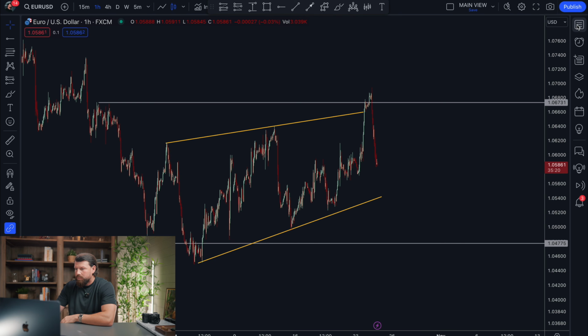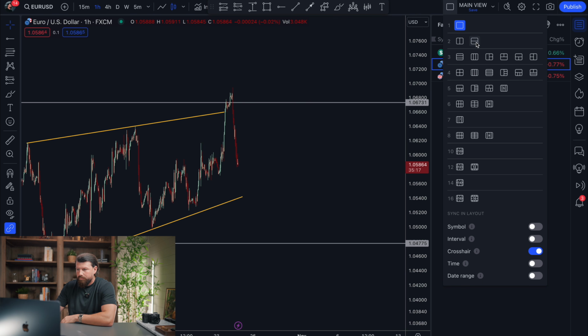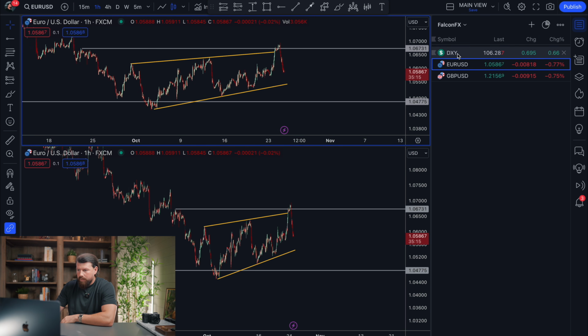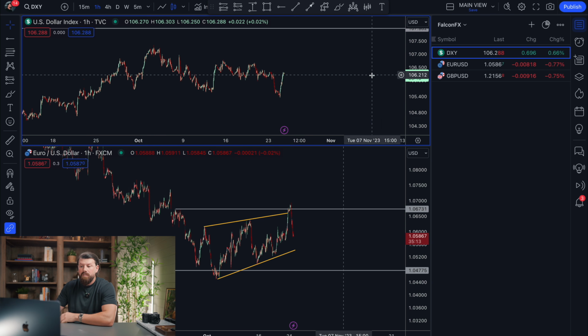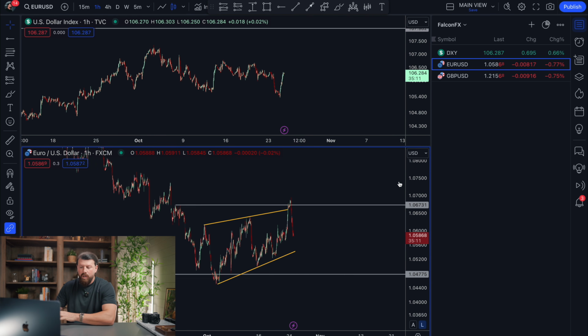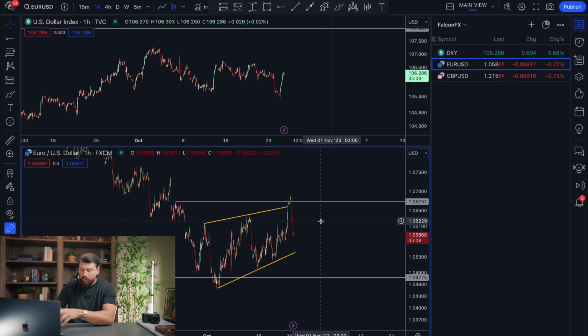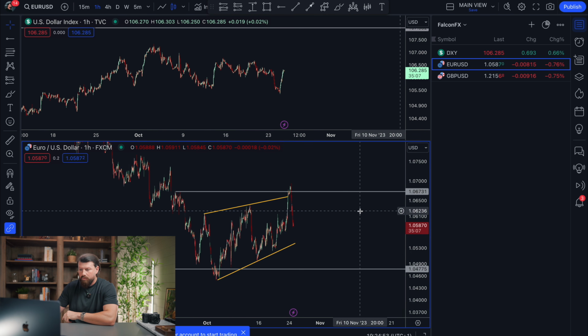So with this now leading to the correlation part, let's do a split screen. Right, so we'll grab the DXY up here. How could this be to your advantage with this particular move? I won't go into the entry. Well done for anyone in Falcon who did take this move. Nicely done on quite a few time frames, right?